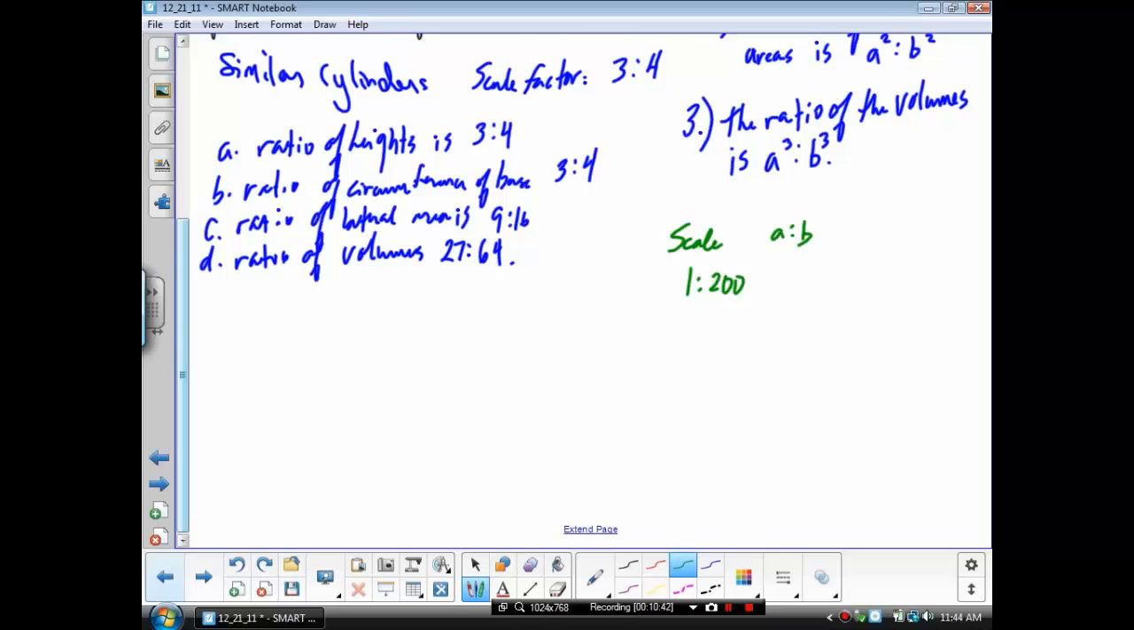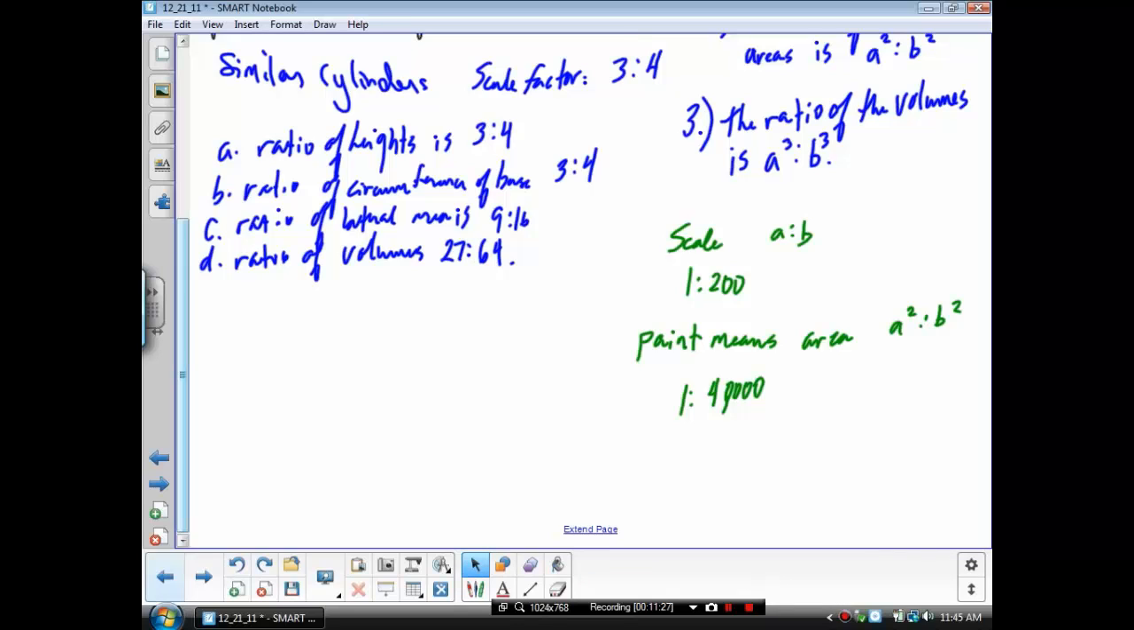Compare the amounts of paint required to cover the model and the actual plane. If I am talking about paint, is that an area or a volume or a length? It's an area. Paint means area. So I have to do A squared to B squared then, which is going to be 1 to 200 squared, which is 1 to 40,000. Well, what about volumes? Then I would have to go 1 to 200 cubed, right?